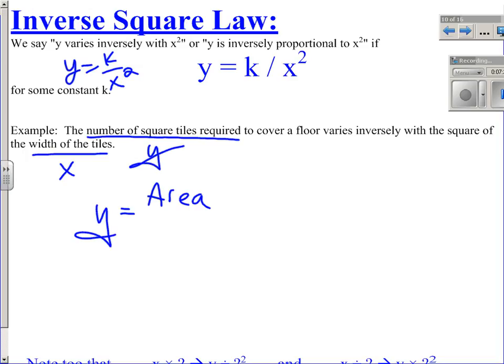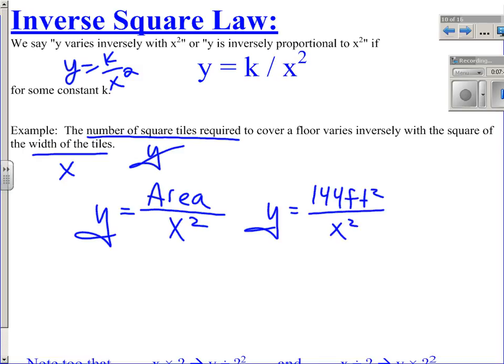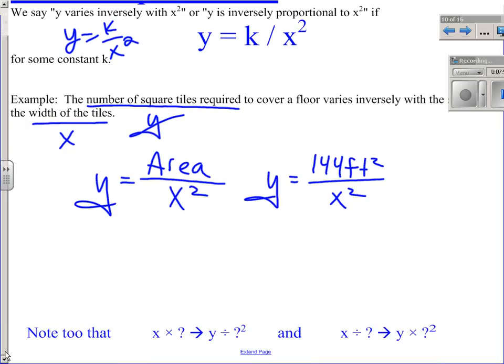Now you've got to cover that with tiles. So how many tiles do you need? Well, divide that by the area of each tile. And since the tiles are square, the area of one tile would be x squared. So like I said, if the area of the bedroom is 144 square feet, that would be your equation.